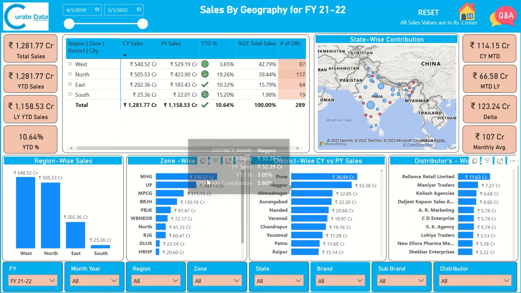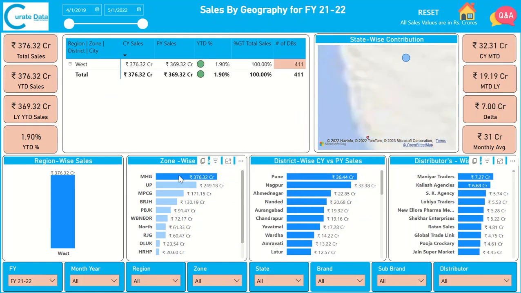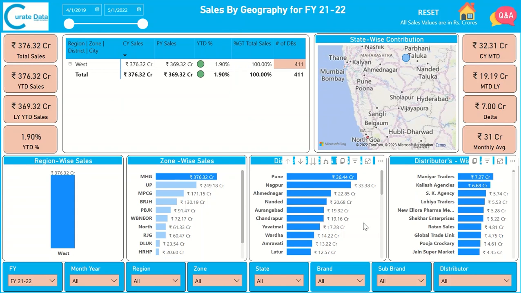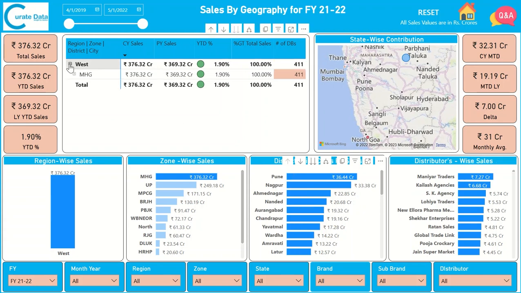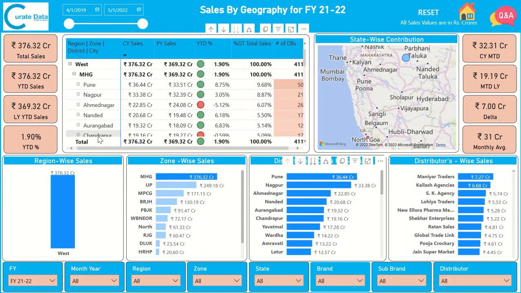If you click on one particular zone, let's say Maharashtra, all the data will be for that particular selection. You can see in Maharashtra, these are my top distributors, these are my top districts, right? And in this particular table, if you just drill down, you will see in Maharashtra all these districts and cities are coming, right? So this is how you can analyze your data at pan India level, which district or state is growing or degrowing, and what are the reasons, and versus distributors, you can analyze the overall sales.